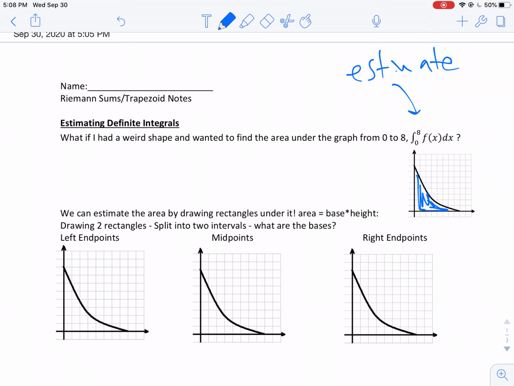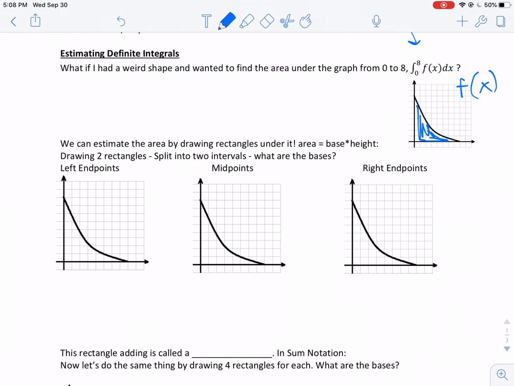Okay, so say this is some function f of x. I'm trying to find this area from 0 to 8. I don't give you an equation for this. I just give you a crappy picture that I made in Microsoft Paint. Okay, so what I'm saying here is we can estimate this area by drawing rectangles under it. So if it's not rectangles, let's make it rectangles.